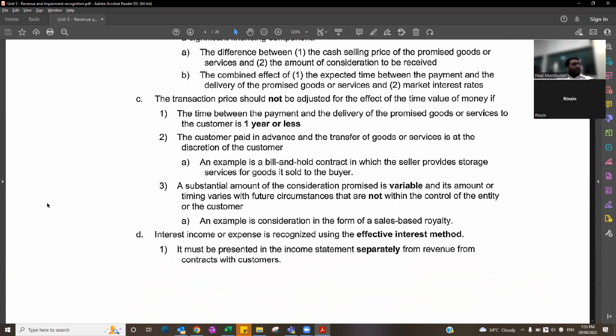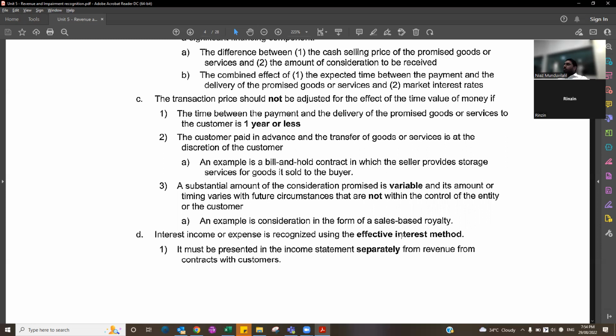Next, the substantial amount of the compensation promised is variable, and its amount or timing varies with future circumstances that are not within the control of the entity or the customer. For example, consideration in the form of a sales-based royalty. Sales-based royalty comes when there are copyrighted books. So when I sell something to you, for example, I'm an author of a book, I sold the right to you.